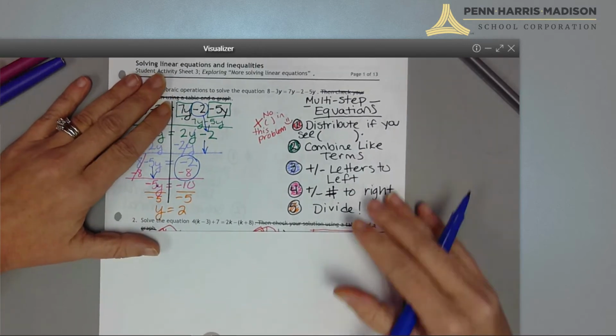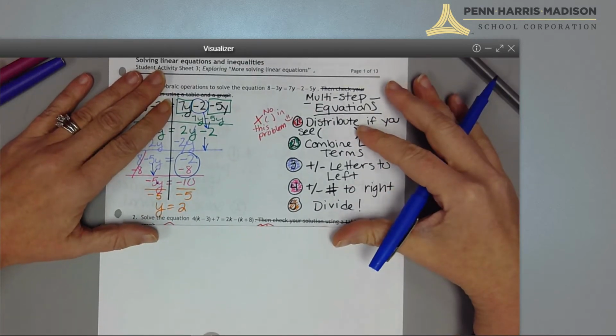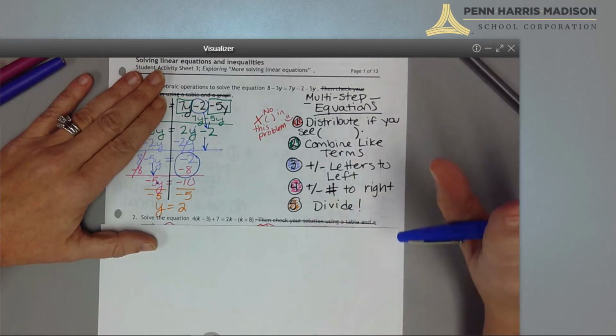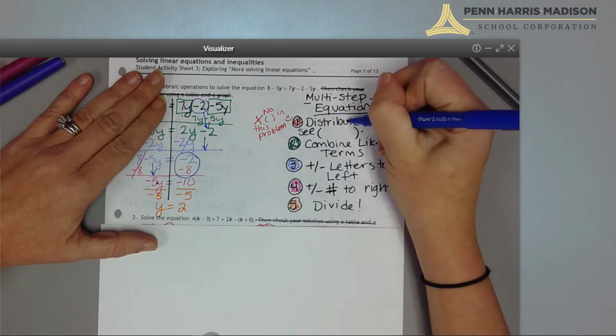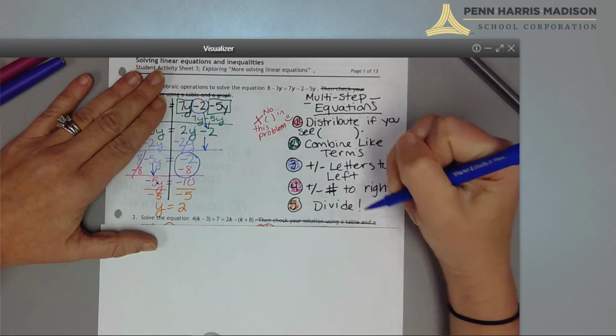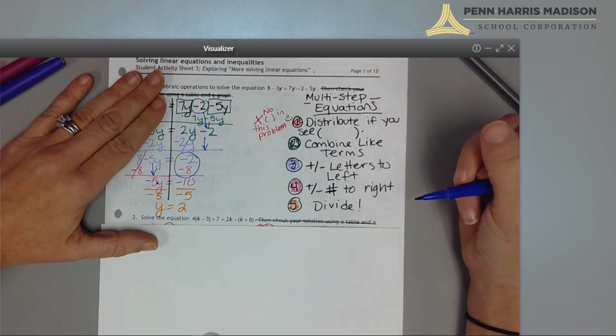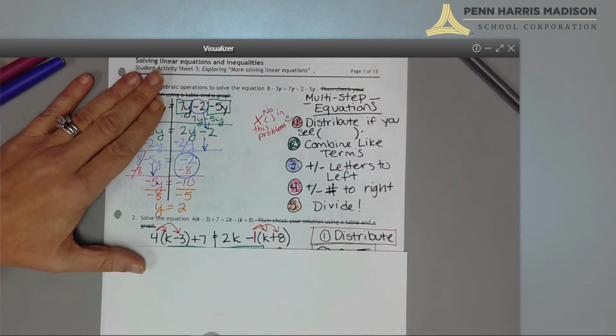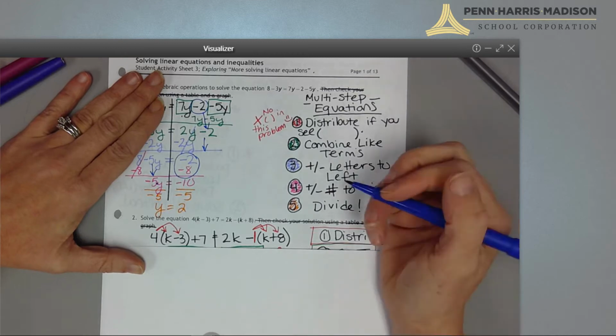Going down to question 2 here. There's a lot more involved in this one. Take a deep breath. We're going to go down each one of these steps to make sure we get everything done. Okay. So my first step is going to be to distribute.